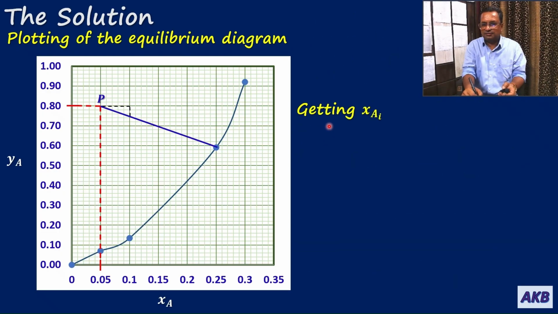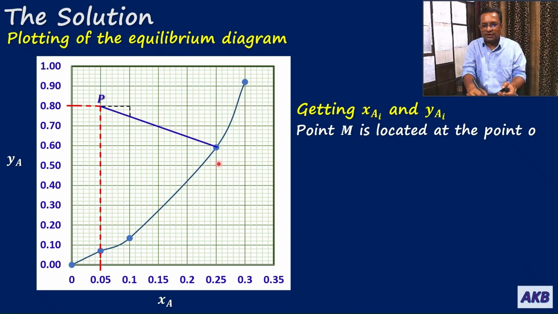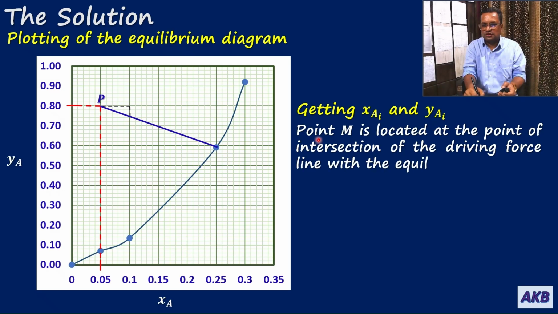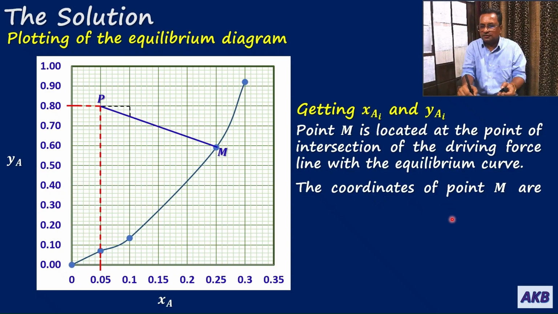So after that, we have to get XAI and YAI. When we plotted the driving force line, we got the intersection of the driving force line with the equilibrium curve. So the coordinates of that point are XAI and YAI. Point M is located at the point of intersection of the driving force line with the equilibrium curve. So this is the point M, and the coordinates of point M are XAI and YAI, as I told you.